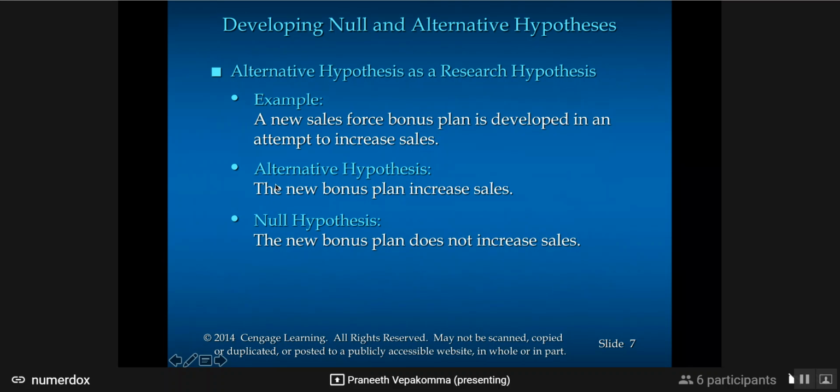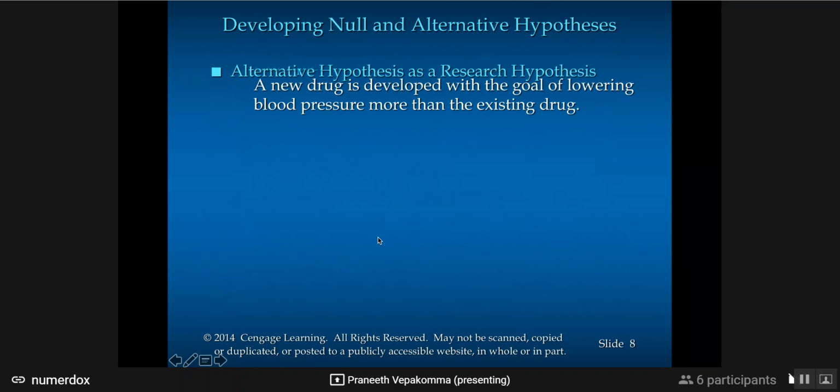Now, the hypothesis: the alternate could be the new bonus plan does increase the sales. The null is the new bonus plan has nothing to do with increased sales. So if your data says this, then why give the bonus, right? It's no point. Unless you want not to increase sales, but to increase your retention or keep your sales team happy, then okay, maybe this is good. This is the alternative. But for the sake of increasing sales, maybe it has nothing to do with it. And based on that, you can take your decision.